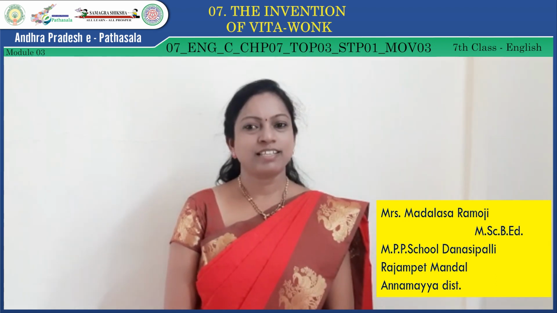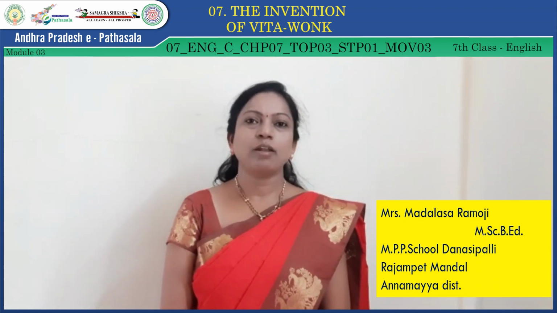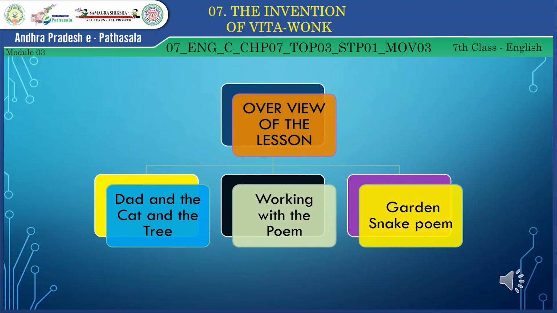Before going into the lesson, let's have a glance at the overview of the lesson. Here in this lesson, we have three main parts. They are Dad and the Cat and the Tree poem, Working with the poem, Garden Snake poem, and Working with the poem. Before going into the lesson, let's see what are the learning objectives that you will achieve after the ending of the poems.